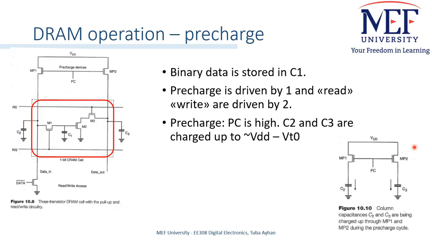The column pull-up transistors are activated, and the corresponding column capacitances C2 and C3, which are here in this figure, are charged up to logic high level. So you can say that they can be charged up to VDD minus VT0 of the pull-up transistor.